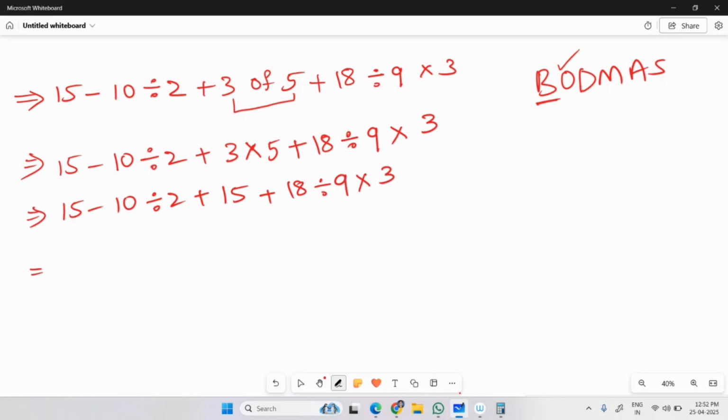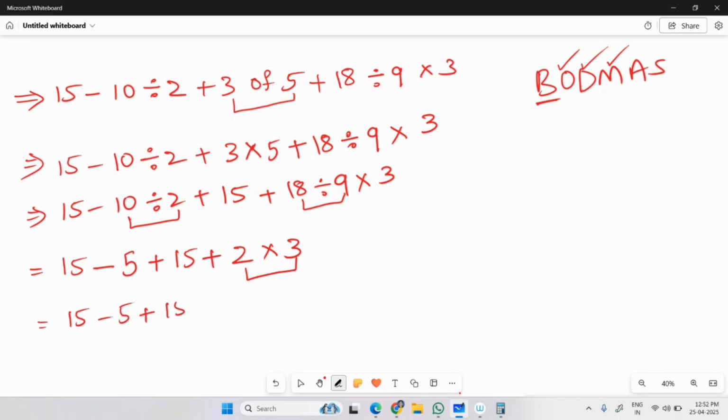Now of is over. The next order is division. Do we have division? Yes, we have division two times here. 10 divided by 2 is 5, and 18 divided by 9 is 2, so 15 minus 5 plus 15 plus 2 times 3. Division is over. The next order is multiplication. Do we have multiplication? Yes. 2 times 3 is 6, so 15 minus 5 plus 15 plus 6.